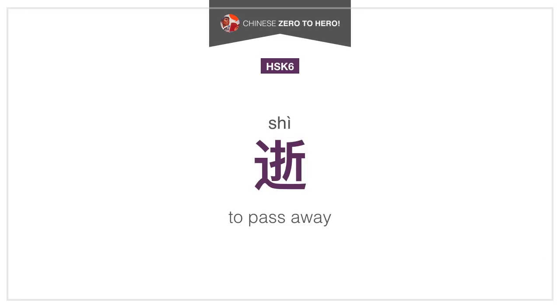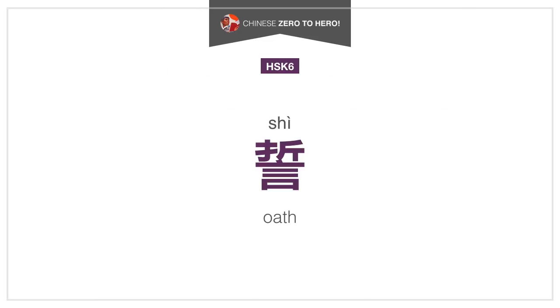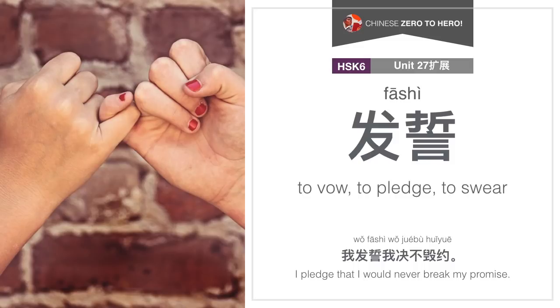And 逝, written like this, means to pass away. In HSK 6, we learned the word 逝世, meaning to pass away or to die. 我们哀悼他的逝世, we lament over his death. And 誓, when written like this, means oath. In HSK 6, we learned the word 发誓, meaning to vow, to pledge, or to swear. 我发誓绝不毁约. I pledge that I would never break my promise.